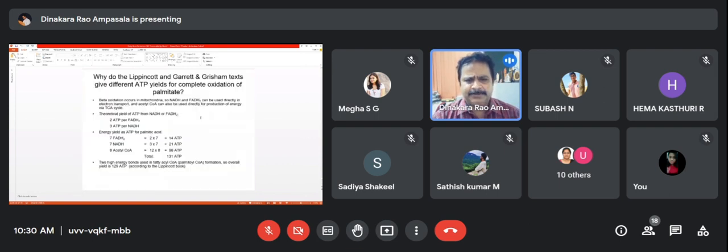So this is just for your reference that I gave here. In the Lippincott and Garrett textbooks, they calculate differently how much ATP is yielded from palmitate. Lippincott and Garrett give that upon oxidation of palmitate, a total of 131 ATP molecules are generated. Two ATP molecules are utilized for the activation, so the net yield is 129 ATP molecules according to the Lippincott book.